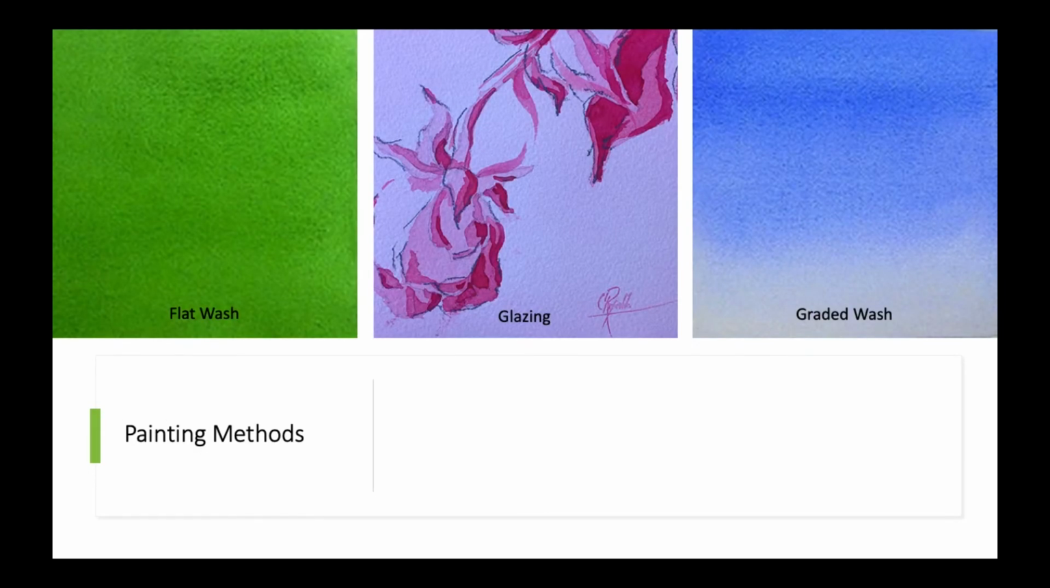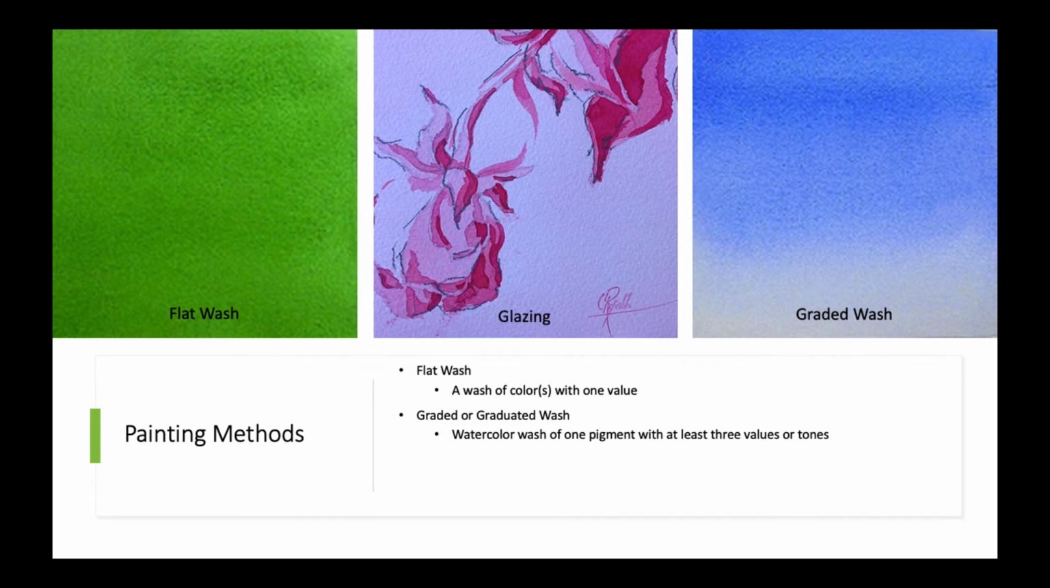All right, so some painting methods that we're going to learn this time are flat washing, and you can see an example of a green flat wash over here. This is a wash of one color with one value, so we're going to have the pigment strength the same throughout. And we're also going to create a graded wash of color. So that's one color or one pigment with a range of values. This is a tonal range. So a graded wash creates a tonal range from dark blue to light blue.